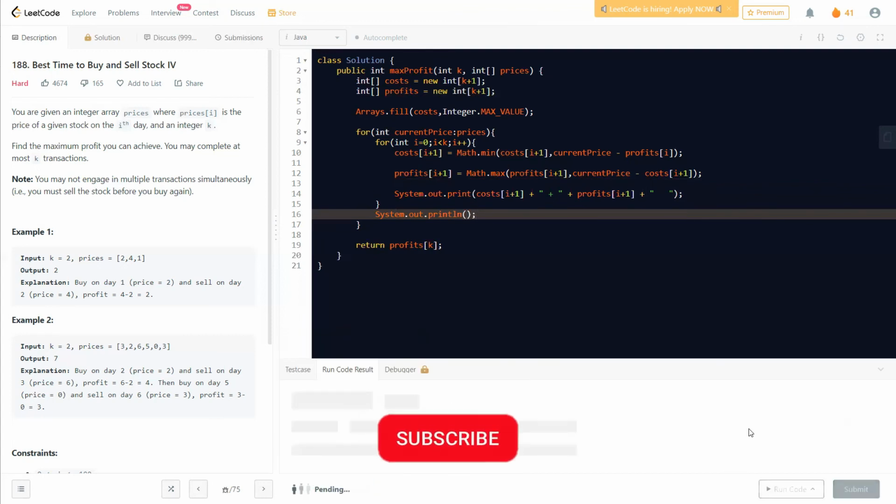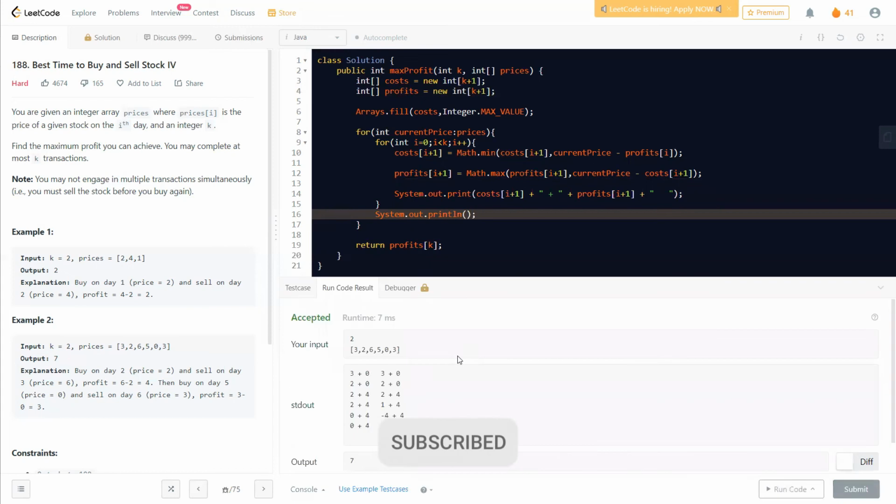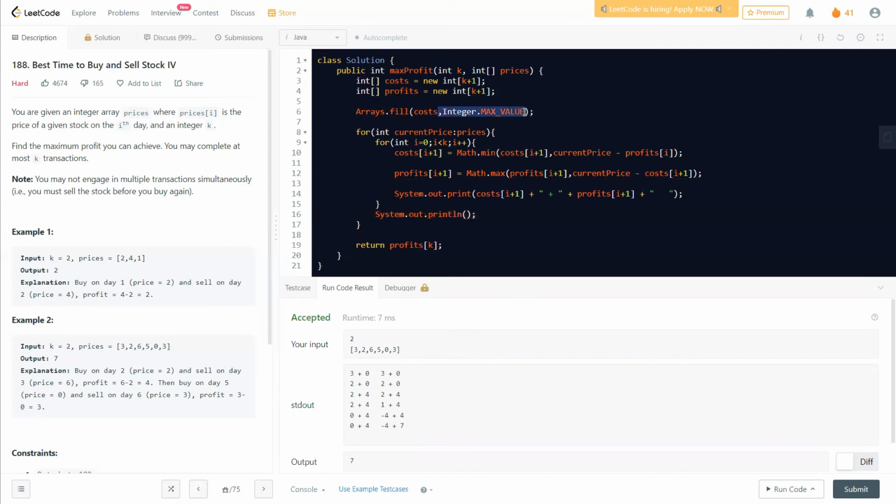See, now if you just look over here, what's going on in this? We just took a cost and a profit, and we set our cost to the max values, and these are the max values. Okay, fine. Now what happened? We took each of the prices in our given prices array.